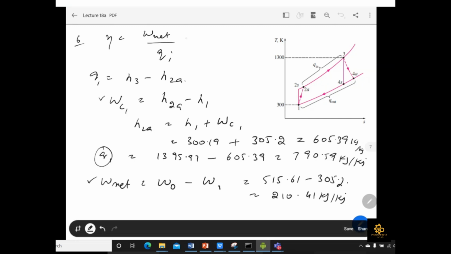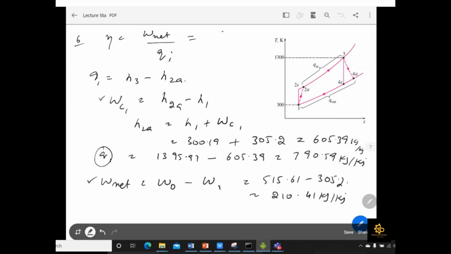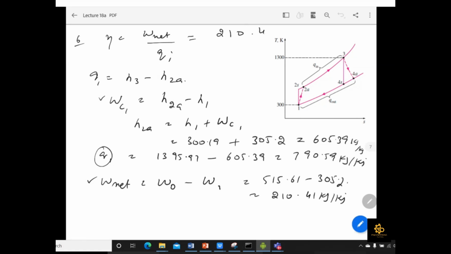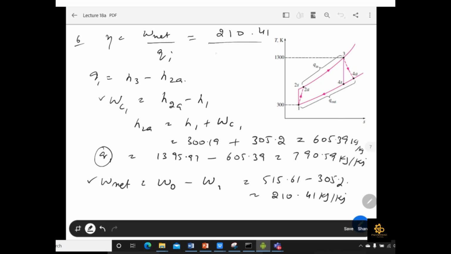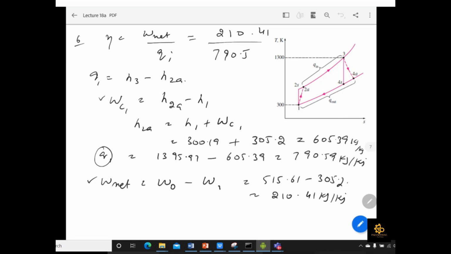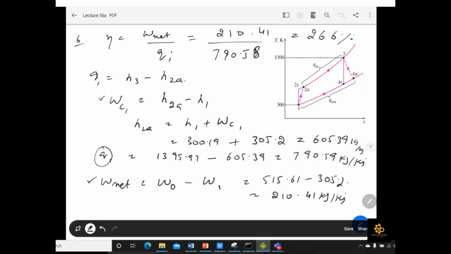So simply put the values in the efficiency equation: 210.41 and Q in actual is 790.58. Solving it, it turns out to be 26.6%. If you compare with the previous example, the value was 42.6%. This means that there is a drop in efficiency due to the irreversibility associated with the compressor and turbine. So this is the solution of part B. You have to note it down, then move towards part C.